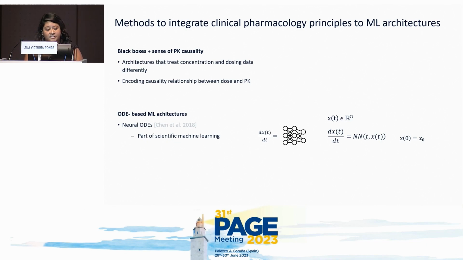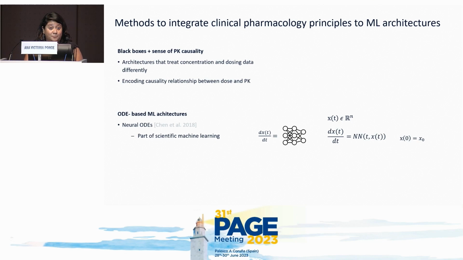And the key architecture that does this are neural ODEs. Neural ODEs is a method to fit time series data through an ordinary differential equation whose right-hand side is a neural network. So this neural network at the end is just a composition of functions. So we have a standard ODE problem here.